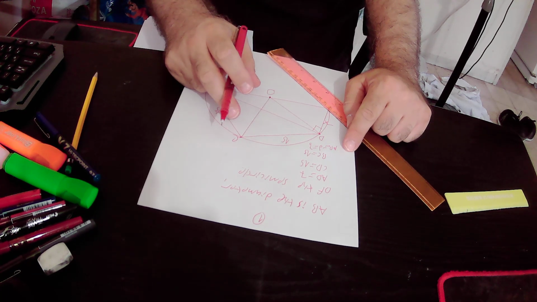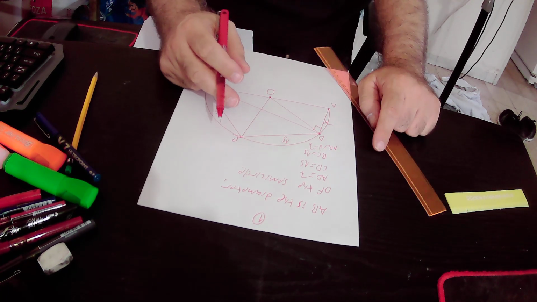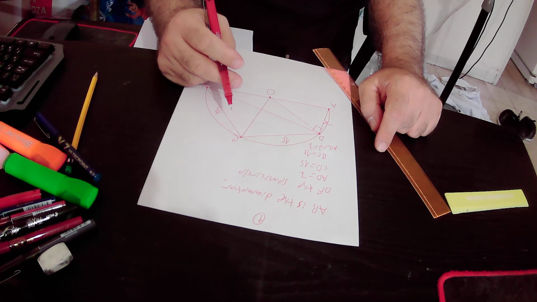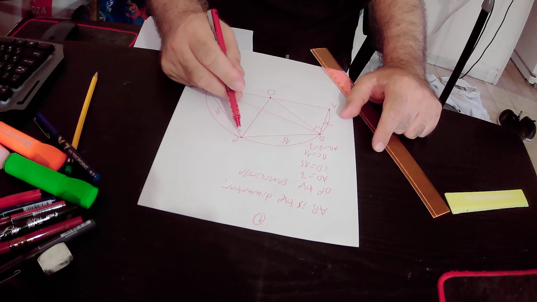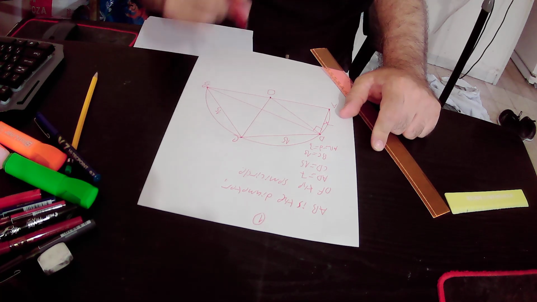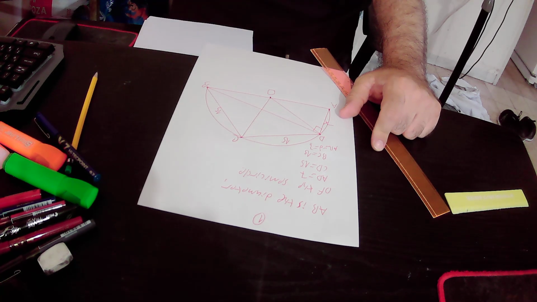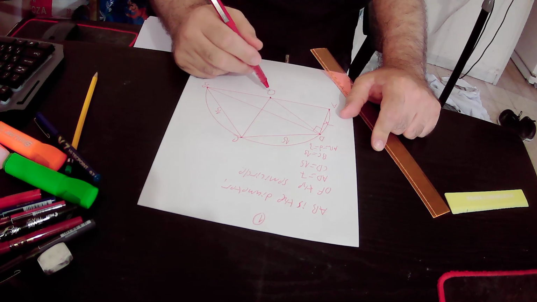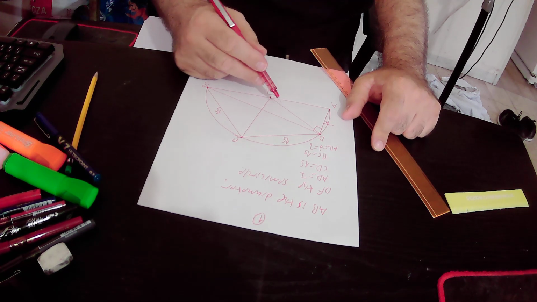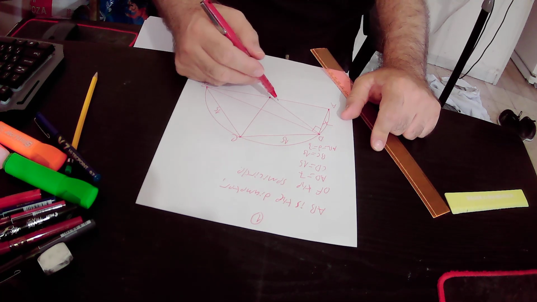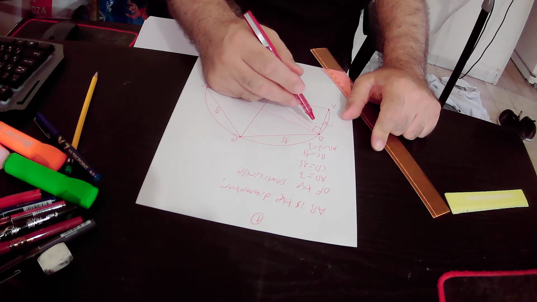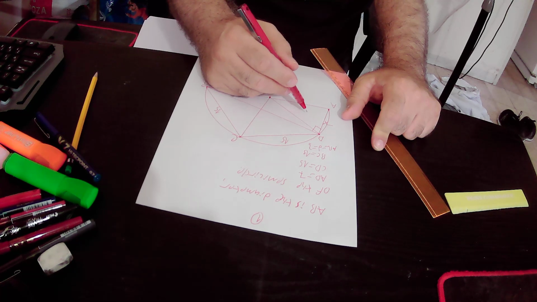Okay, actually OC is the radius of this semicircle because it starts from the center of the circle and ends at point C, that is a point on the semicircle itself, and also OD is also the radius of this semicircle because it starts from the center of the circle and ends at point D, that is a point on the circle itself. Therefore, OD is the radius of this semicircle.